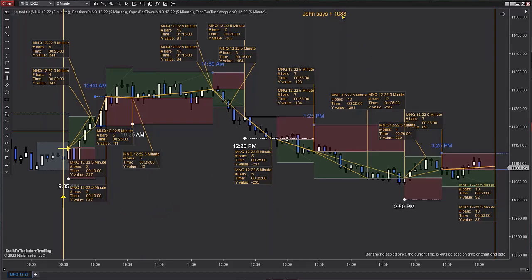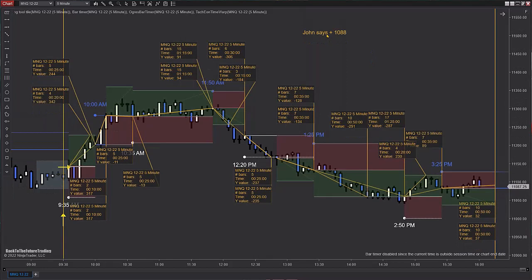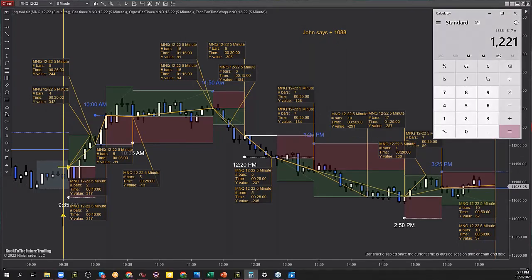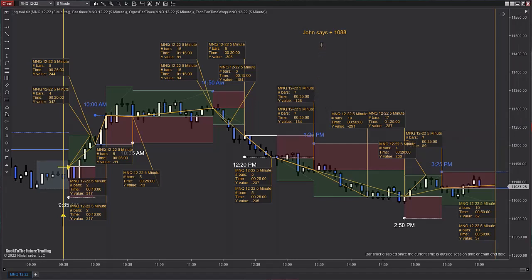I mean, if you're using 2 micros per position, it's really easy to do math. So John said 1088, and Jake says 1221. So either way, I mean, plus minus.